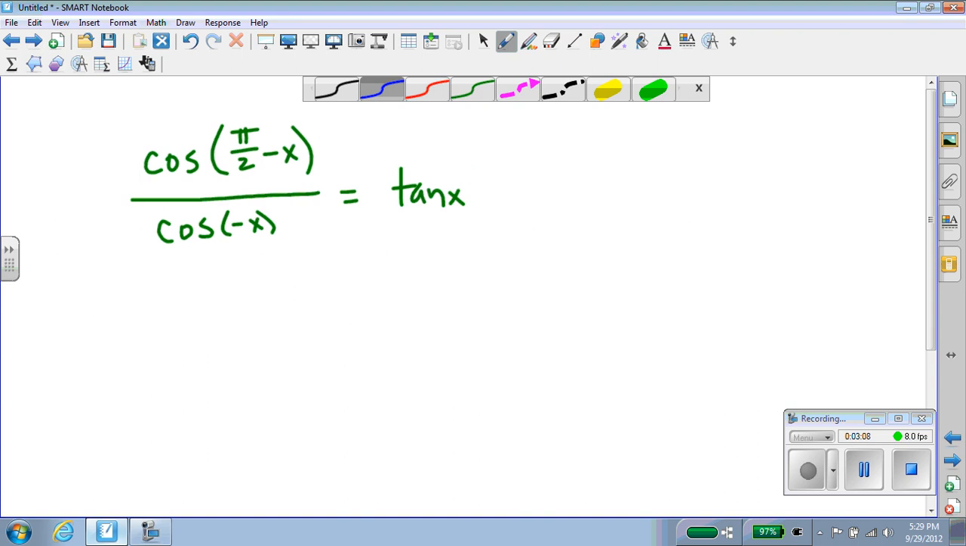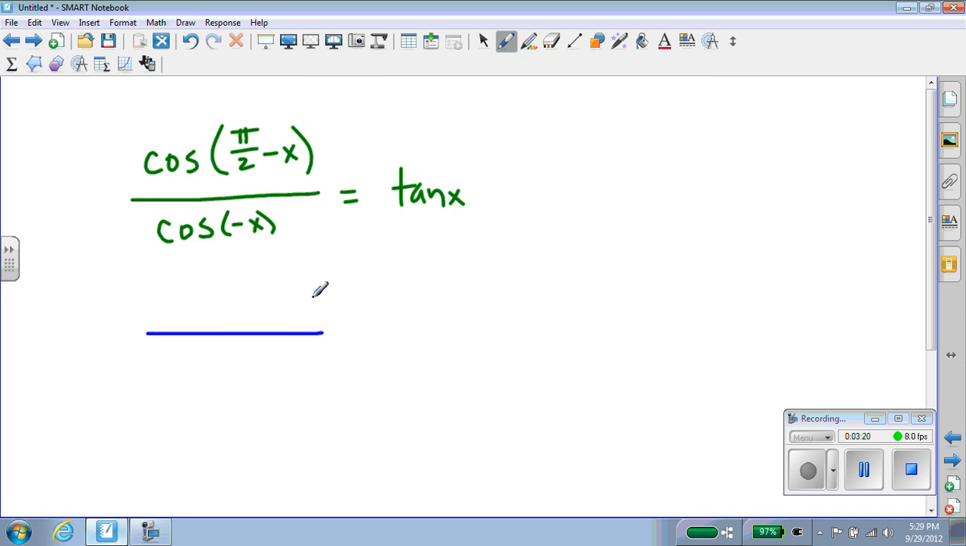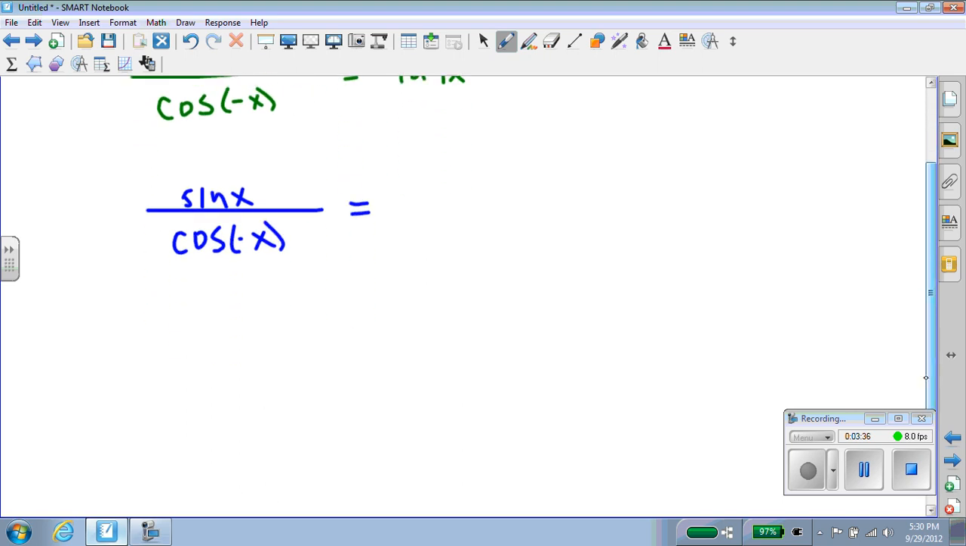Okay, problem number 2. Again, I see more to work with on the left side. I can only do one step, one reason. So the first thing I'm going to do is take out cosine of pi over 2 minus x using a cofunction identity and call that sine of x. Cosine of negative x will have to hold for a moment. So my reason was cofunction identity.